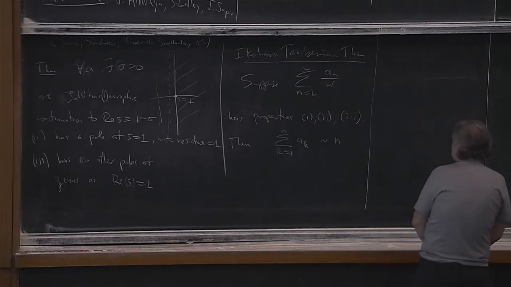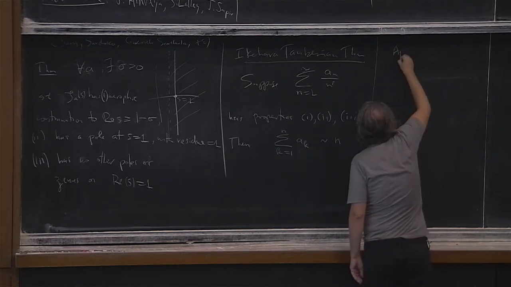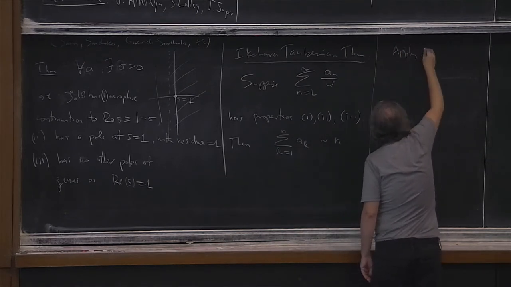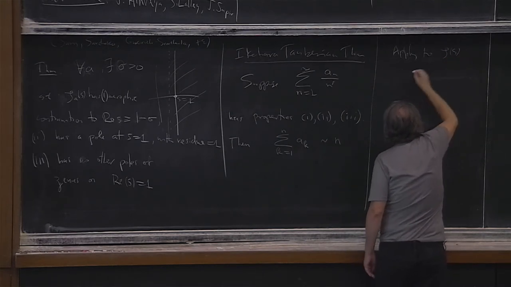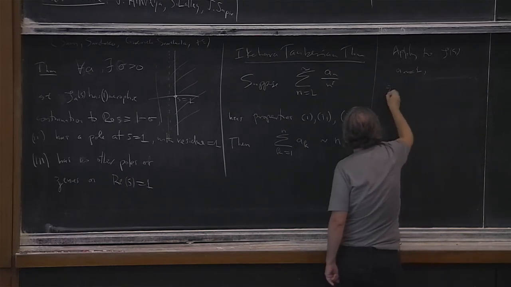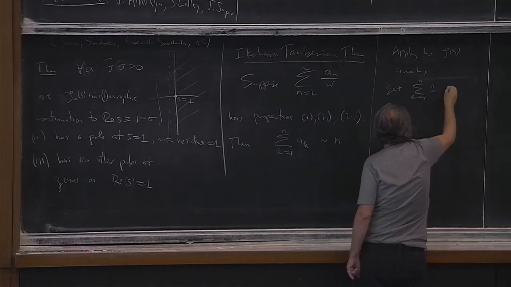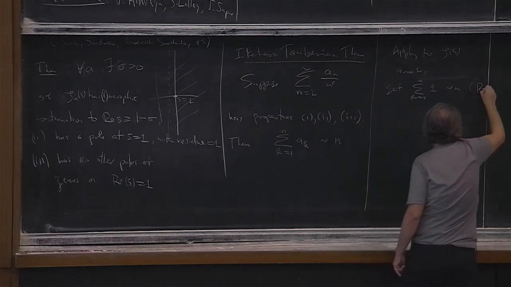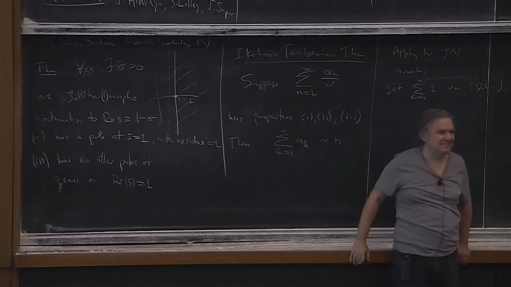Okay, so if I apply the theorem to the zeta function, then a_n is equal to 1, and you get that the summation of k from 1 to n of 1 is asymptotic to n, which is the complicated proof of a very stupid fact.